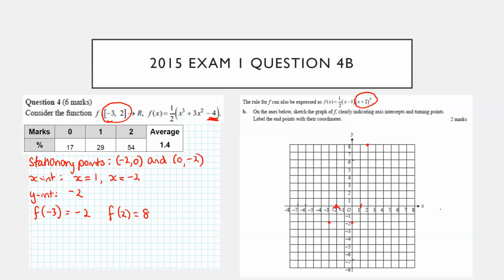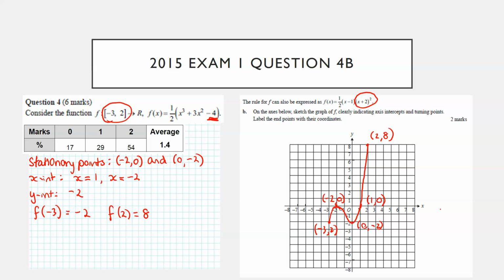So now what I need to do is very carefully sketch the graph, ideally in one line. I would recommend you sketch your graphs in pencil. Like so. Now we label. And there you have it. So do make sure that you label your endpoints with coordinates.